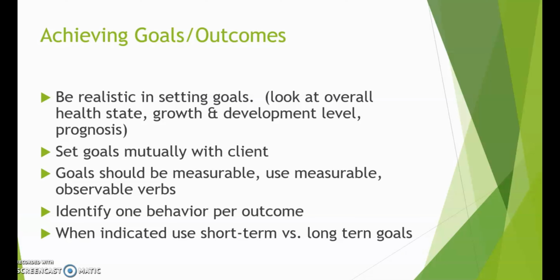Now, achieving goals and outcomes. Be realistic in setting goals. Look at overall health states, growth and development level, prognosis. Set goals mutually with the client. Again, this is important because we are not prone to achieve a goal unless our client, our patient, is there with us, all right? Otherwise, upon discharge, the client will not follow up, and it's really detrimental for well-being. Goals should be measurable and use measurable and observable verbs, okay? A proper jargon, an appropriate way to quantify the term, okay? Not vague statements. Identify one behavior per outcome, okay?